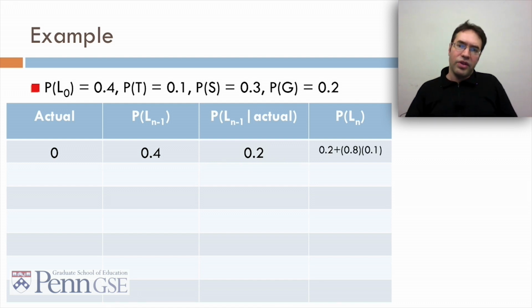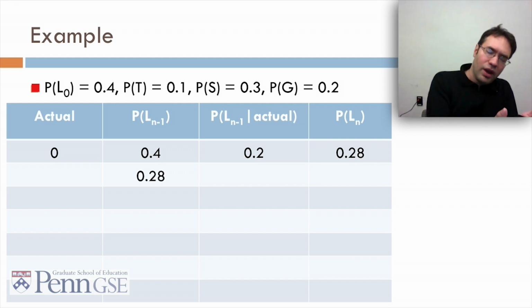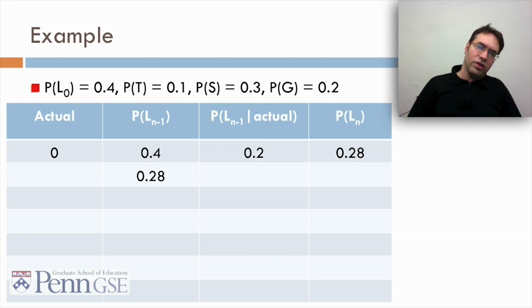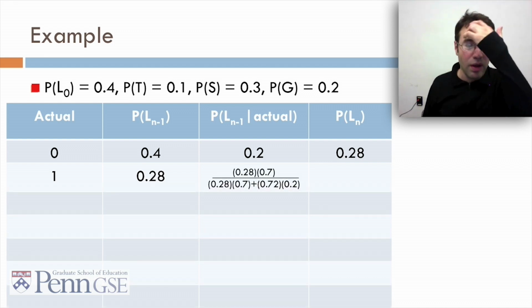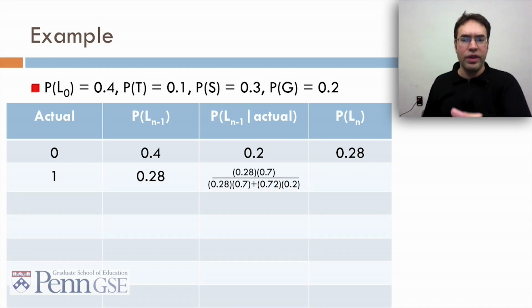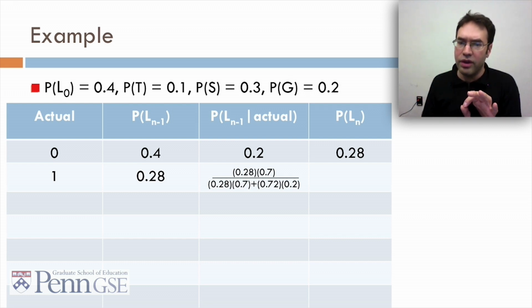Then the probability that they know it afterwards is the probability that they know it plus the probability that they didn't know it times the probability they learned it. And that is 0.28. So now we move that down, and that becomes the probability they knew it before the second action. So let's say the student gets the action right. In that case, the probability that they knew it before they got it right is the probability that they had known it and hadn't slipped over that probability plus the probability they didn't know it and they guessed.